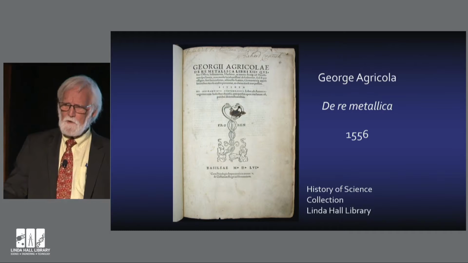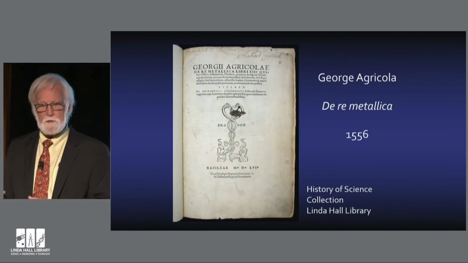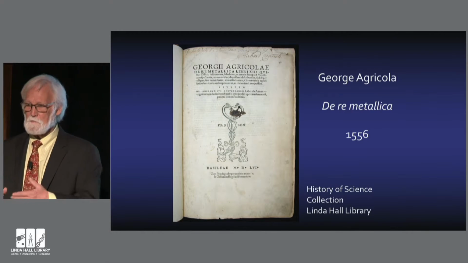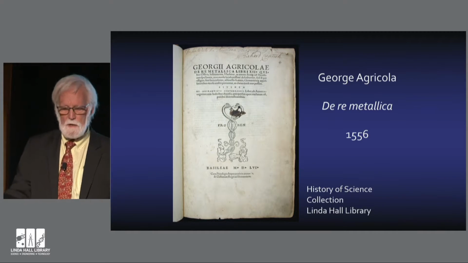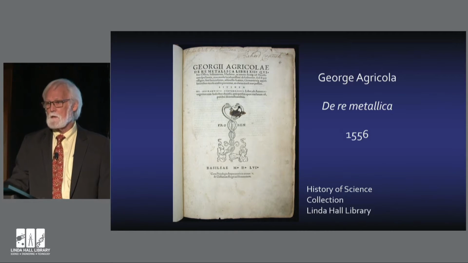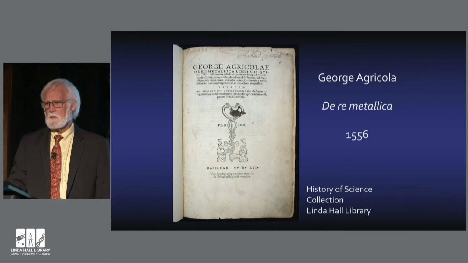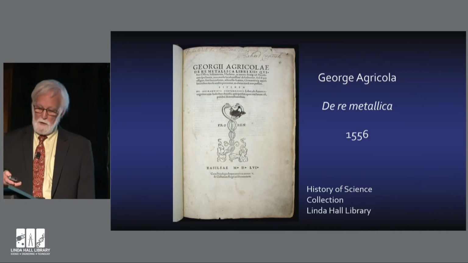So as an example of a book that contains images that contain information that you can use to supplement the text, which is what I mean when I talk about a visual record, I'm going to show you very briefly some pages from Georgius Agricola's De Re Metallica, 1556. You'll see at the bottom of this slide it says History of Science Collection, Linda Hall Library. I'm not going to put that up again because every other book you're going to see is from the collection here. So we have a fantastic rare book collection. Everything I talk about is going to be from it. The only things that are not are a few emblem books, which we do not collect.